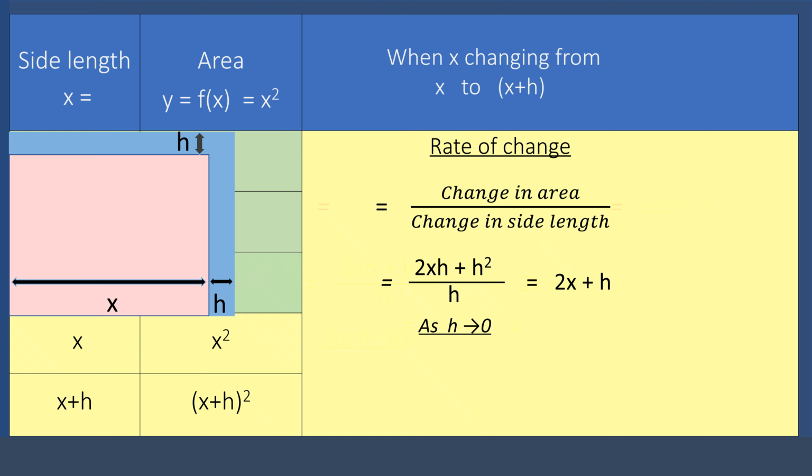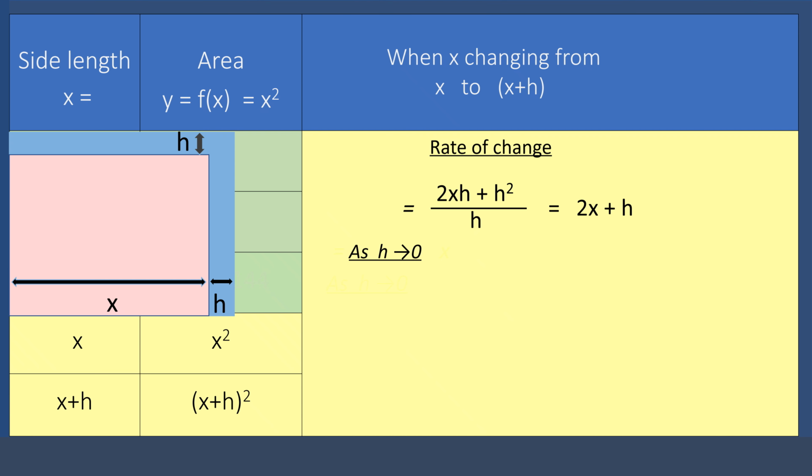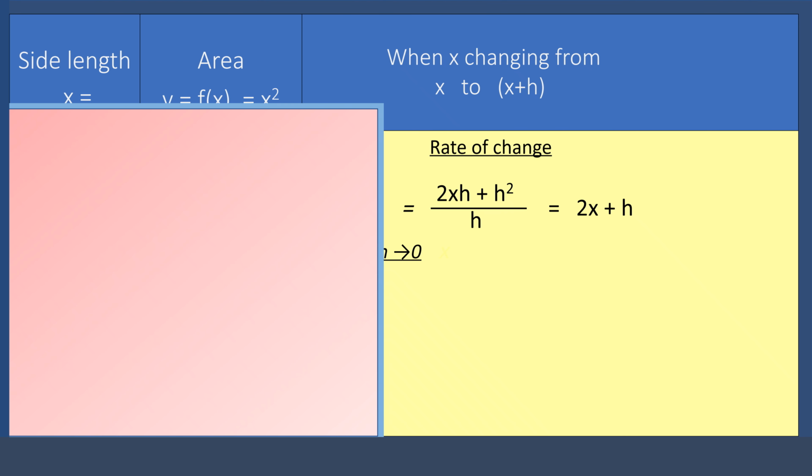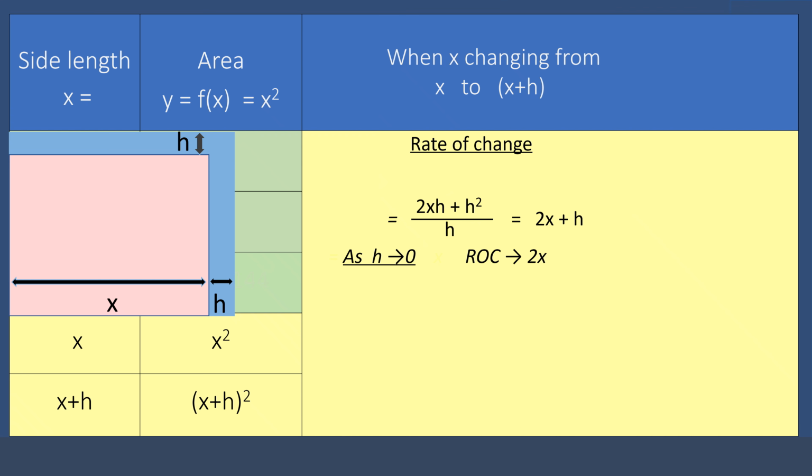Now imagine making h smaller and smaller, so small that the bigger square almost perfectly overlaps the original one. As h approaches 0, the expression 2x plus h approaches 2x. This value 2x is the exact rate of change of area when the side length is x. This process, taking two close values, finding their difference, dividing by the change in input, and then letting that change shrink to 0, is the essence of differentiation.